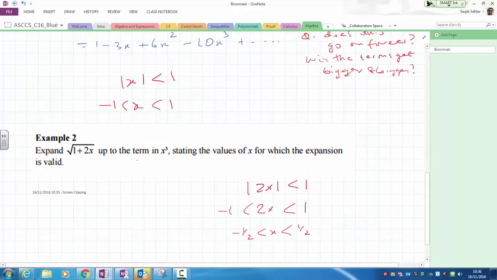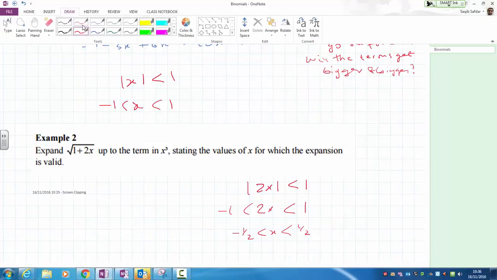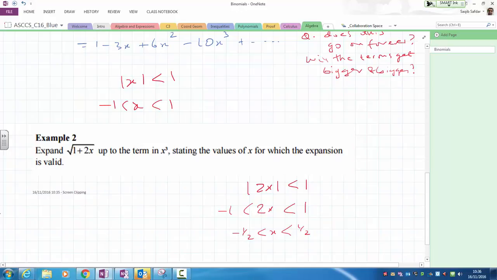Now, in terms of the expansion, do you want to have a go at this, or shall we do it together? I'll give you a minute. Have a go at it, and then I'll write out the answer. Let's see if we can get to the answer, and then we'll go over it together if needed. So the answer that you should get is 1 plus x minus 1/2 x squared plus 1/2 x cubed. Okay, so that's the answer you should get.